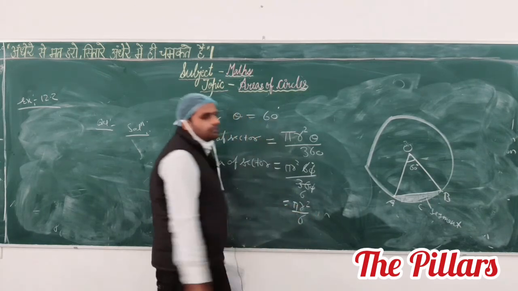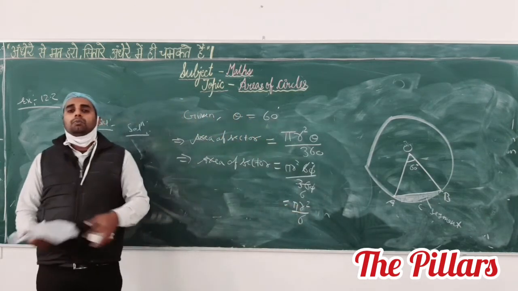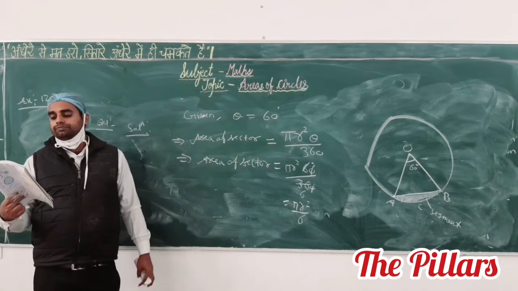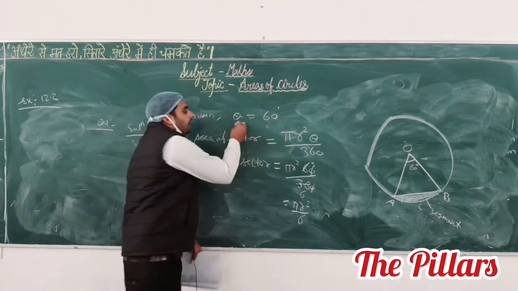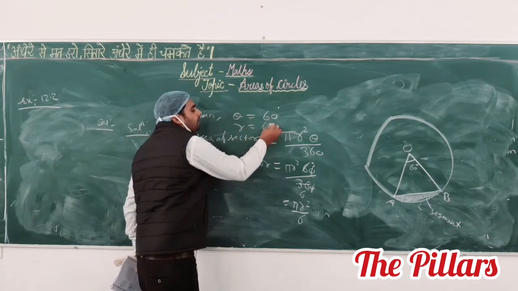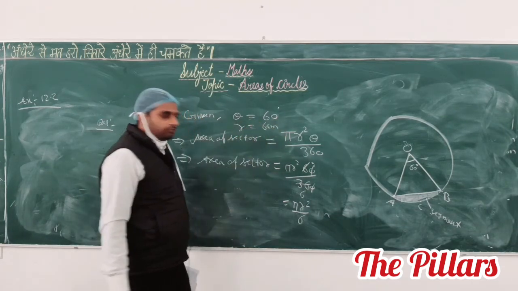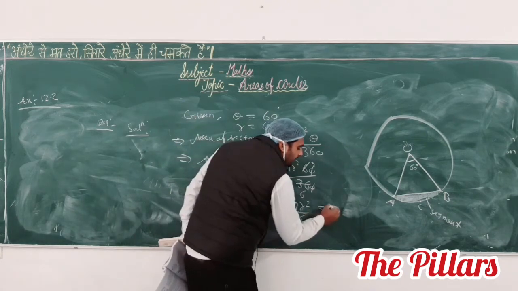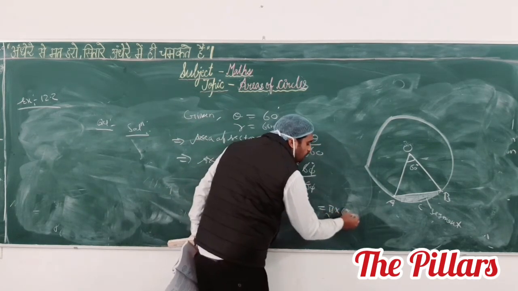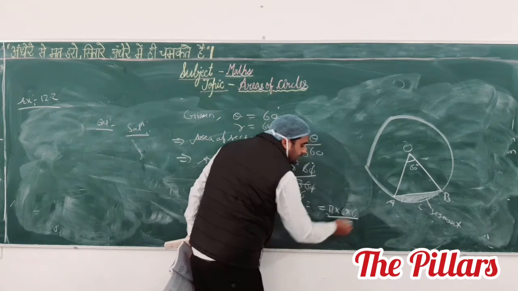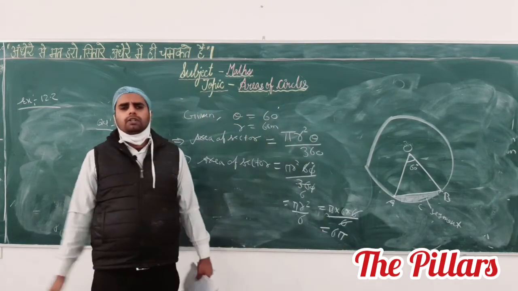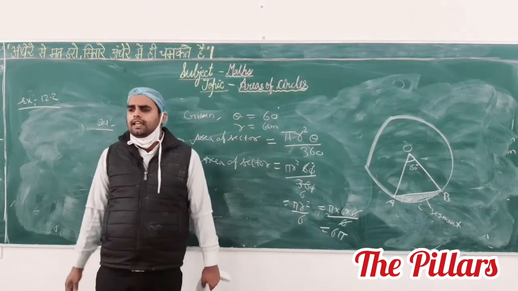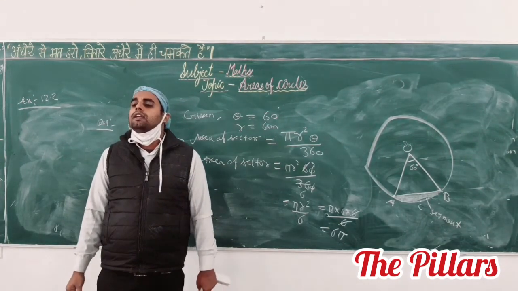And if you want, then you have to put the value of r also. Radius is given as 6 centimeter. You have to mention r equals 6 centimeter. You see that pi into 6 upon 6, 6 and 6 cancel out, 6 pi. Don't put the value of pi. Only mention 6 pi is the answer. Area of sector equals 6 pi.